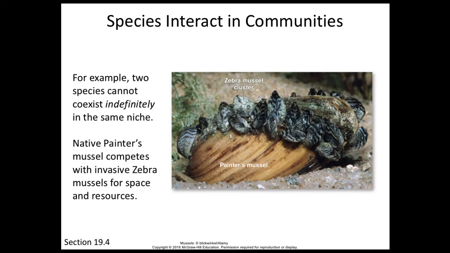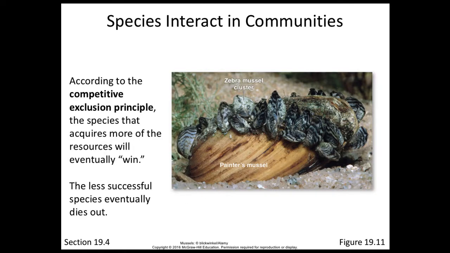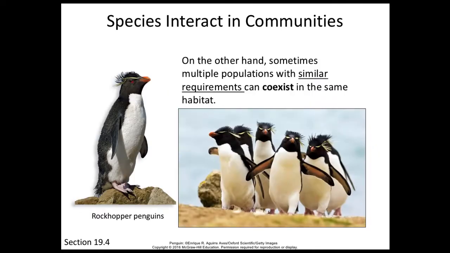Another example from our book is about these different types of mussels. Two species cannot coexist indefinitely in the same niche. Native painter's mussels compete with invasive zebra mussels for both space and resources. According to the competitive exclusion principle, the species that acquires more of the resources will eventually win. Therefore, the less successful species will eventually die out.